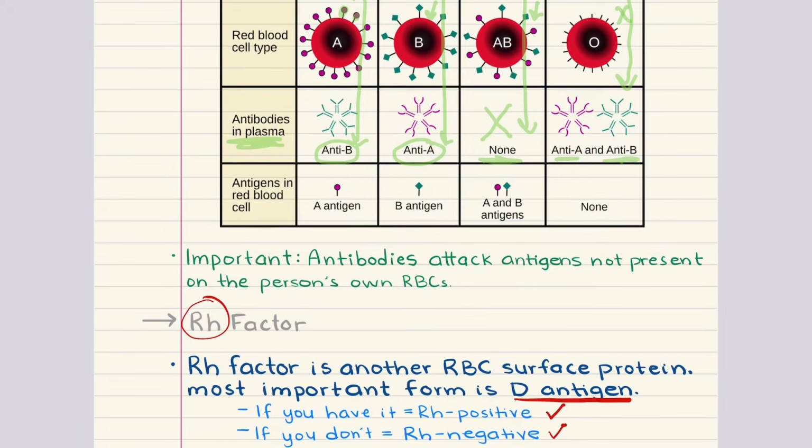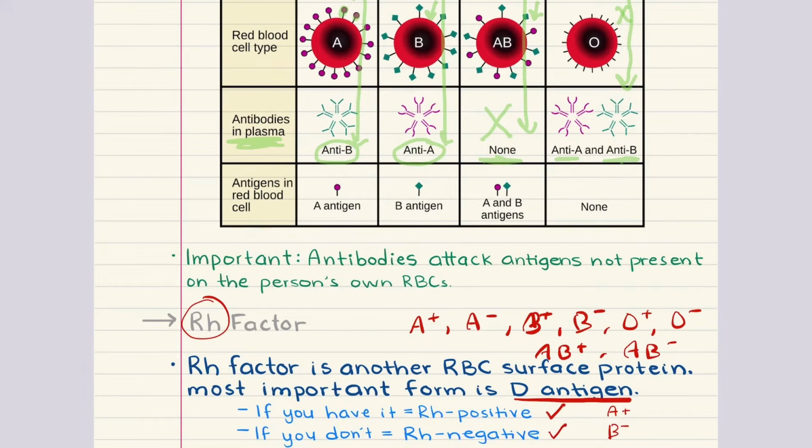So for example, someone with A antigens and the Rh factor is going to be classified as A positive. Someone with B antigens but no Rh factor is going to be B negative. And that makes 8 possible blood types: A positive, A negative, B positive, B negative, AB positive, AB negative, O positive, and O negative. Understanding these blood groups is important, especially when it comes to blood transfusions.